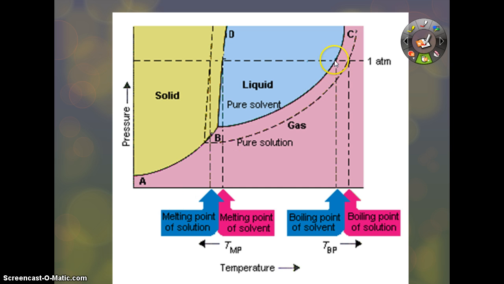And here is your normal boiling point, and when you add that solute, you increase the temperature there. So now the boiling point of your solution is higher than the boiling point of your solvent. So this is the boiling point elevation.